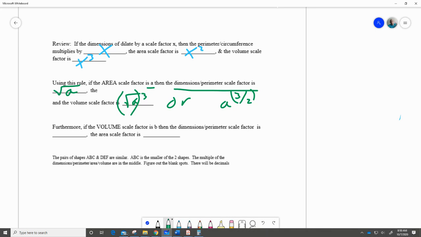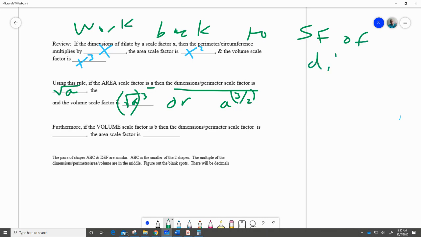Basically what we want to do is work back to the scale factor of dilation and plug in our rules. Here they gave us a scale factor of dilation. Here they gave us the area scale factor. So if they give us the area scale factor, we have to square root it first. Then since the scale factor is the square root of A, the volume scale factor is the square root of A to the 3rd power, following the rules that we sort of laid out.